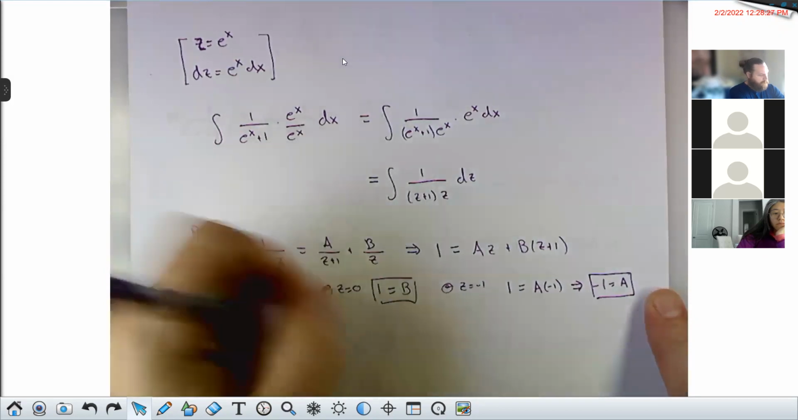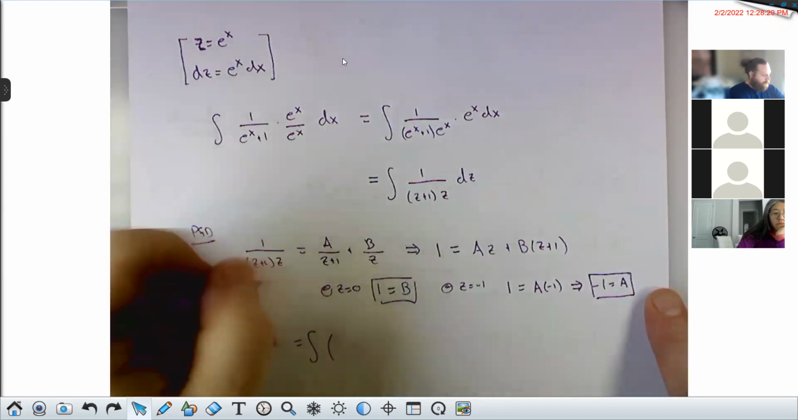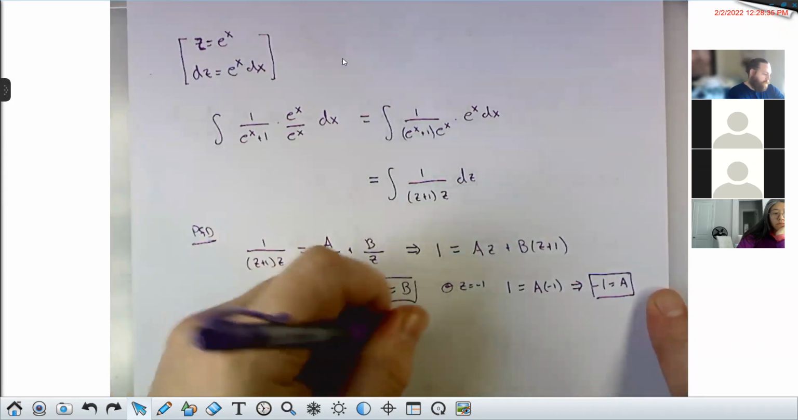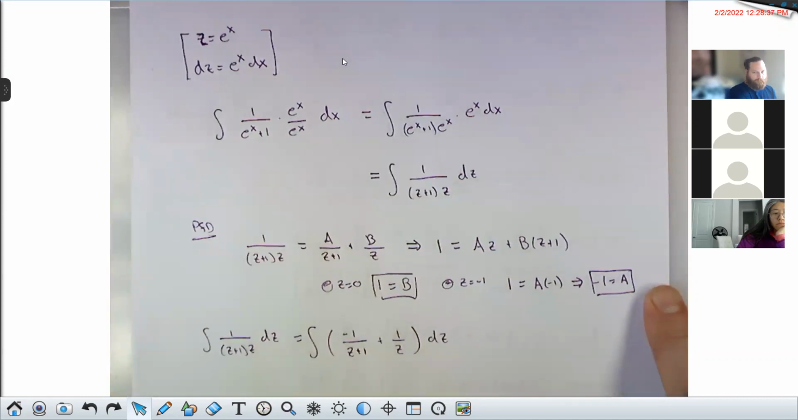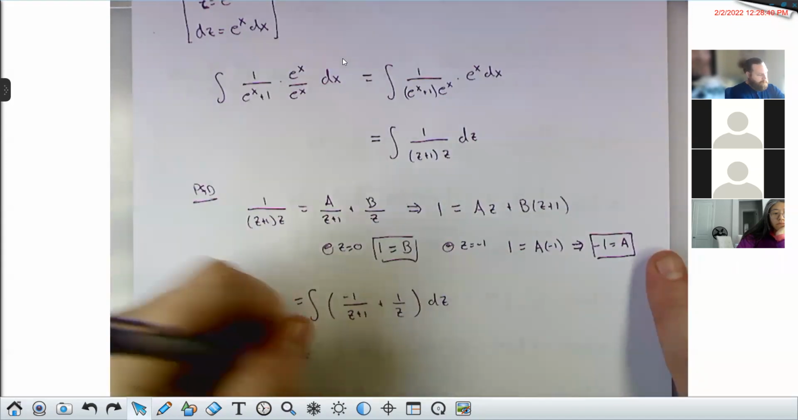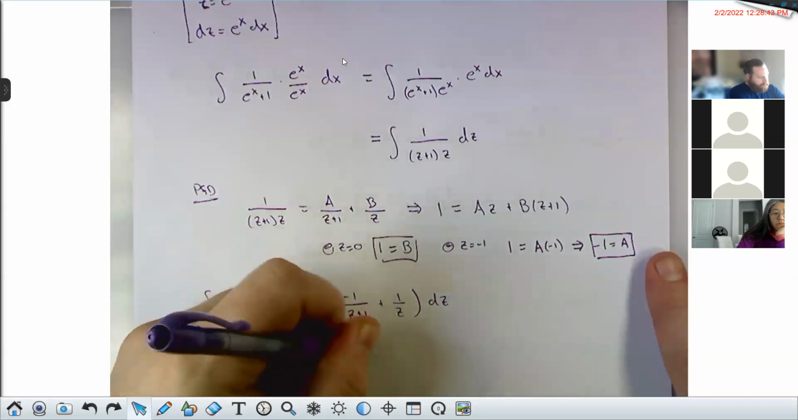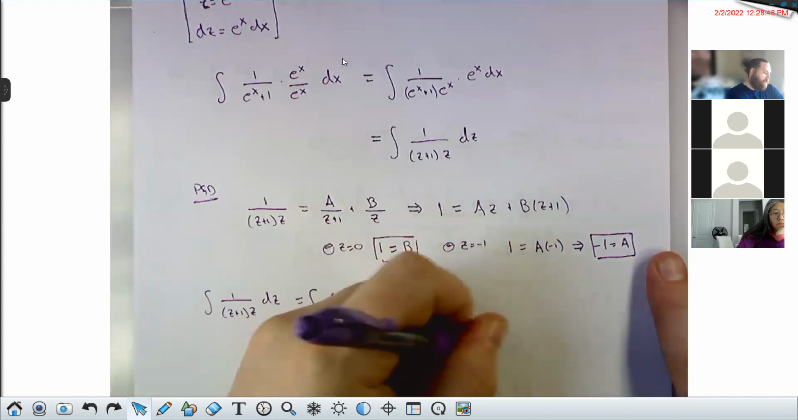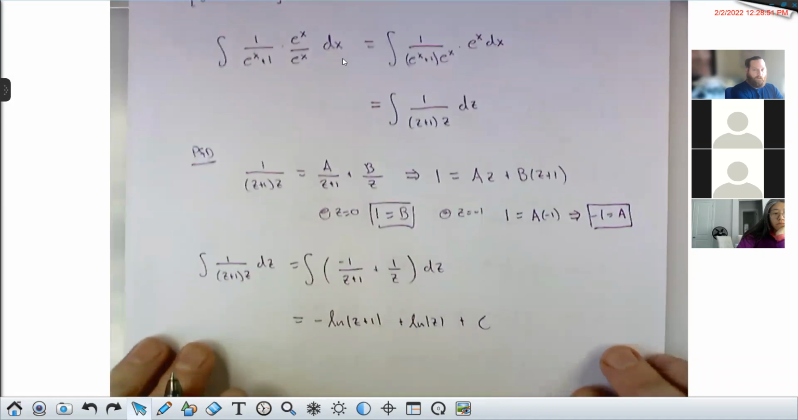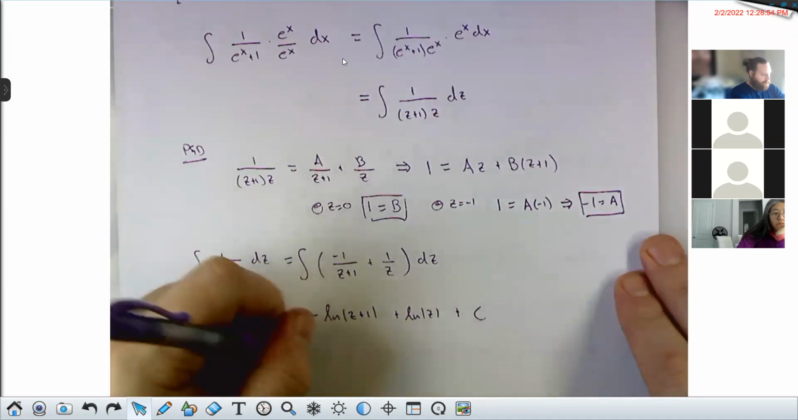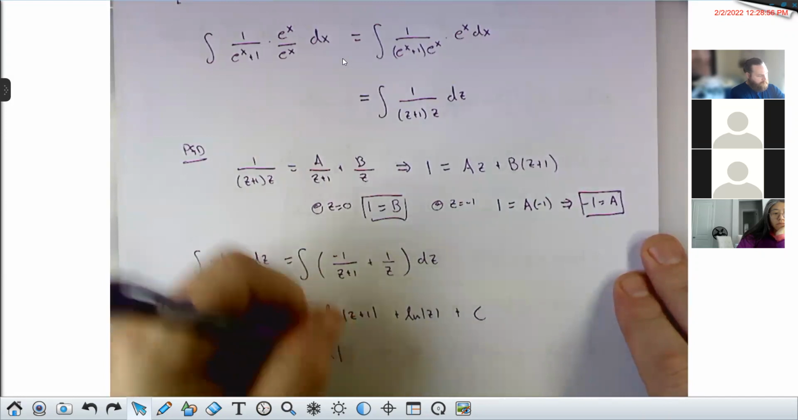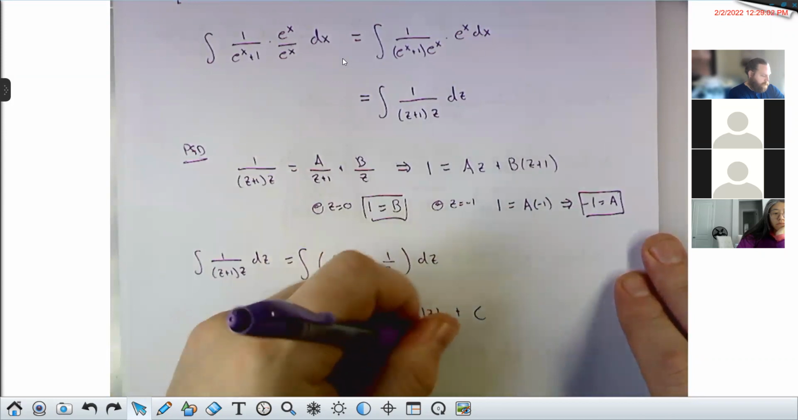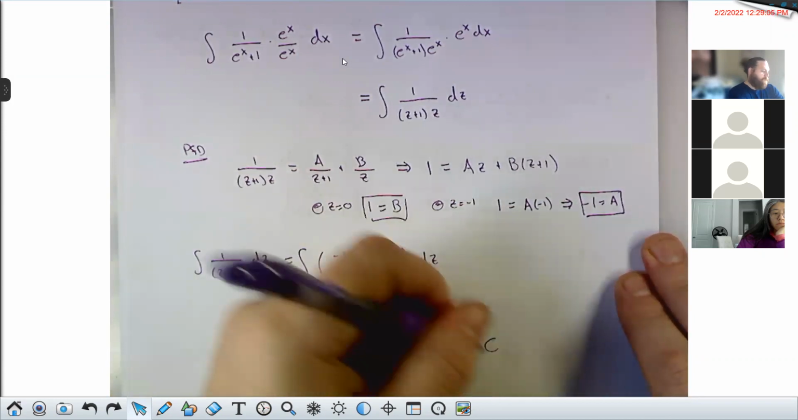Which means that your integral 1 over z plus 1 times z dz can be rewritten as the integral of -1 over z plus 1 plus 1 over z dz. The first piece is a micro u sub that leads you to negative natural log of z plus 1. The second piece is just straight up a natural log. And then putting back your substitution, this is negative natural log of e to the x plus 1 plus the natural log of e to the x plus C.